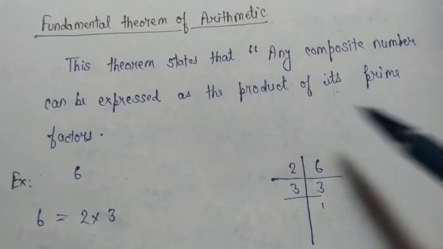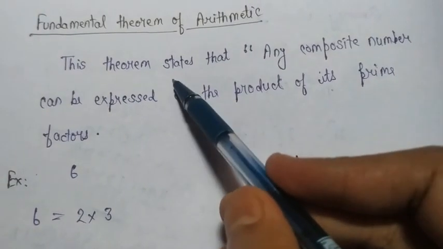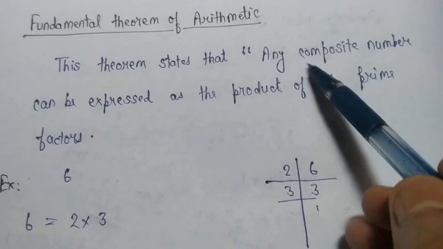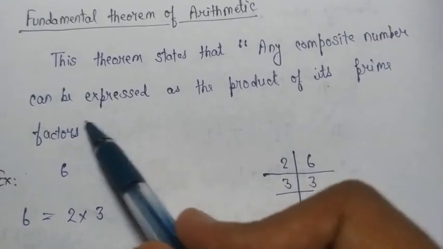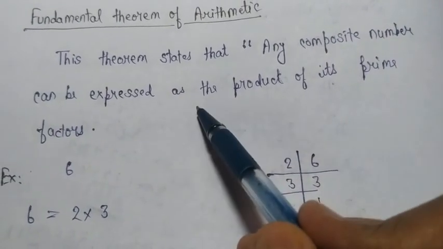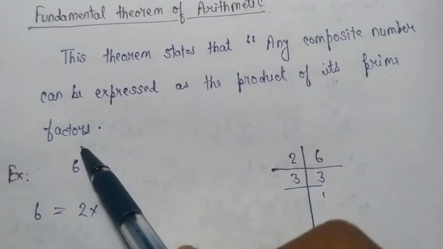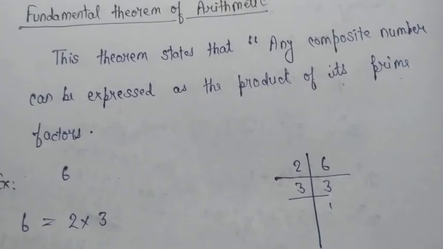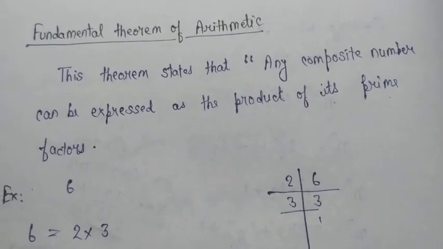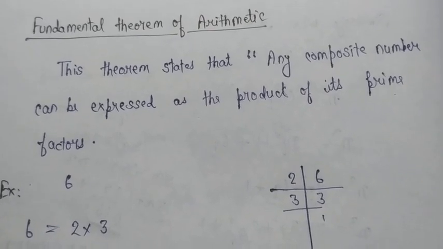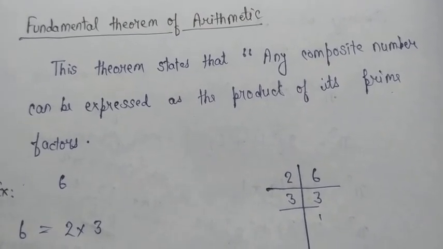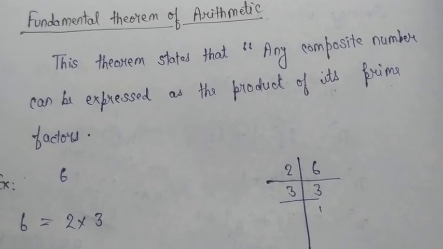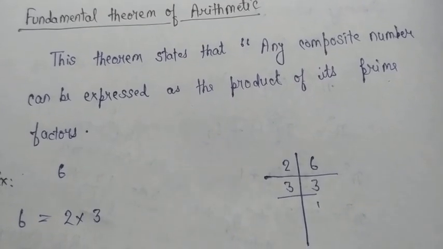What does this statement say? This statement states that any composite number can be expressed as the product of its prime factors. I am going to repeat the statement again. According to the fundamental theorem of arithmetic, any composite number can be expressed as the product of its prime factors.